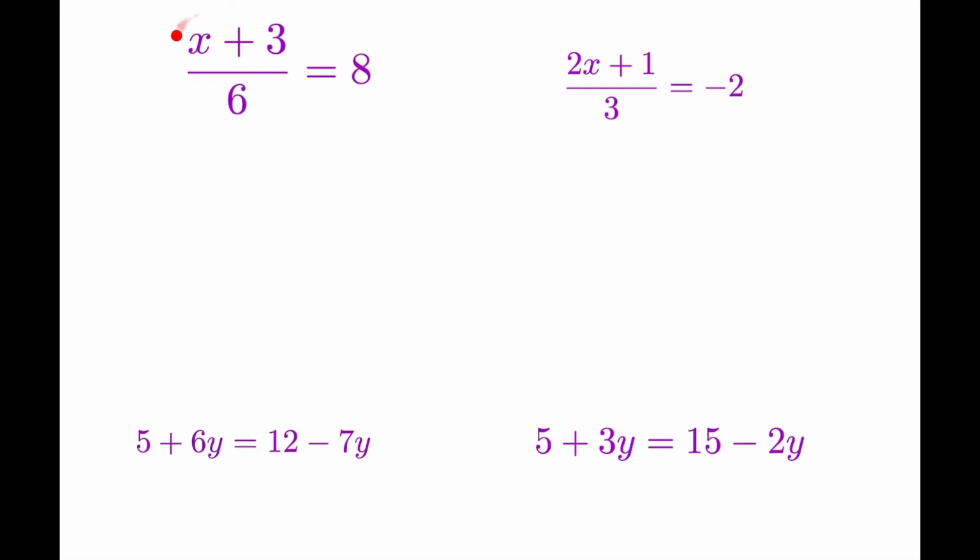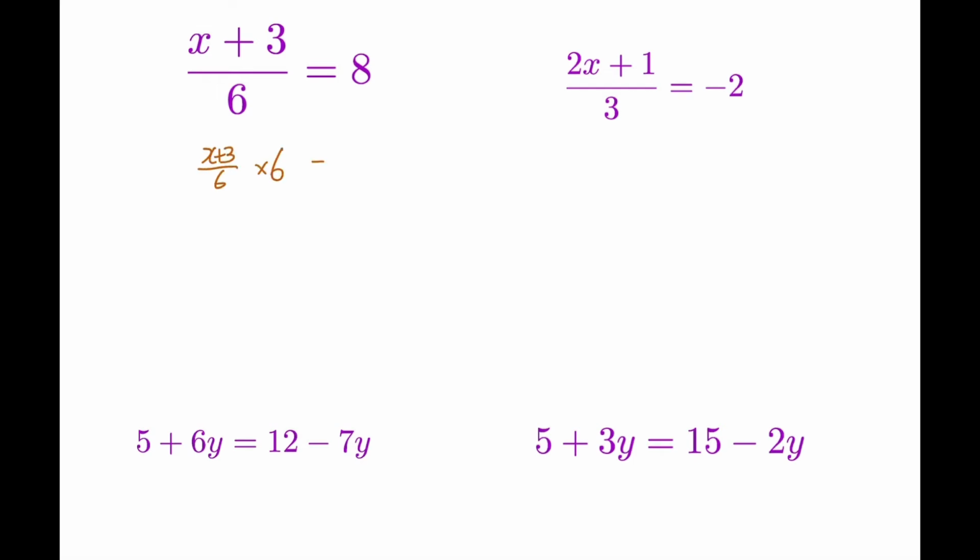You have to find the value of x again, so that it is satisfied and equals 8. So the first step is, the furthest thing from x is this 6, so you have to solve that first. x plus 3 divided by 6.